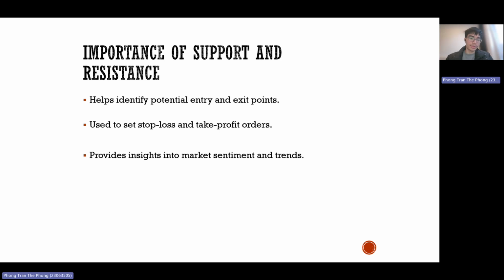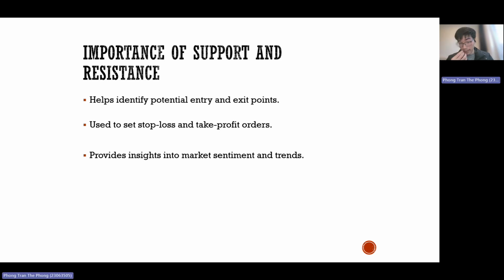It can also be used to set stop loss and take profit orders. For example, you probably want to put a stop loss order under a strong support level, because imagine if the price breaks below that support level, it will fall very quickly because the momentum has shifted.